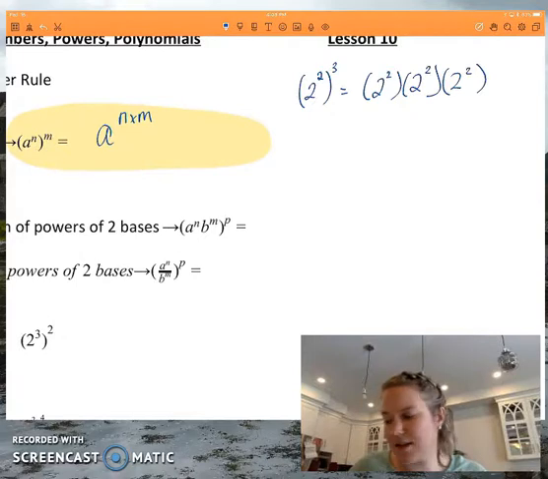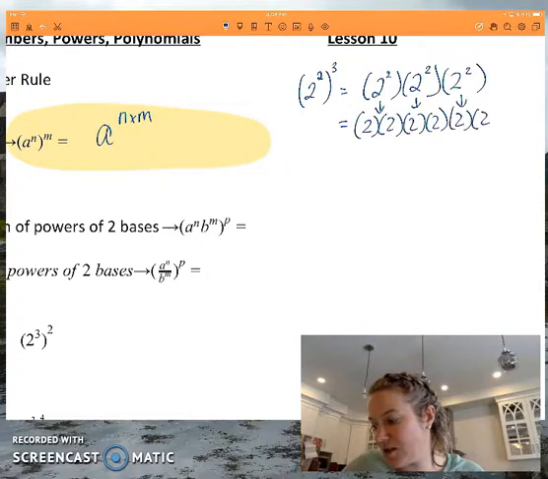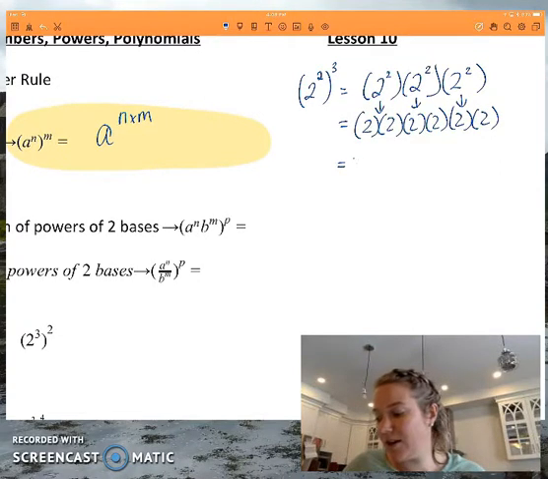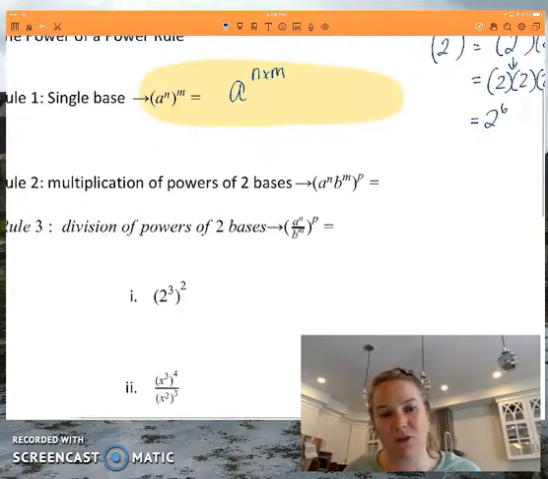So now we can take this a step further. We can say this is actually 2 times 2, which is that exponent. And this becomes 2 times 2. And this one becomes 2 times 2. And when we multiply all those together, that's what exponents really are. It's repeated multiplication. And so I end up getting 2 to the exponent 6, which is the same as 2 to the exponent 3 times 2 from the rule. So that's the basis of the rule. Let's look at some of these special cases.